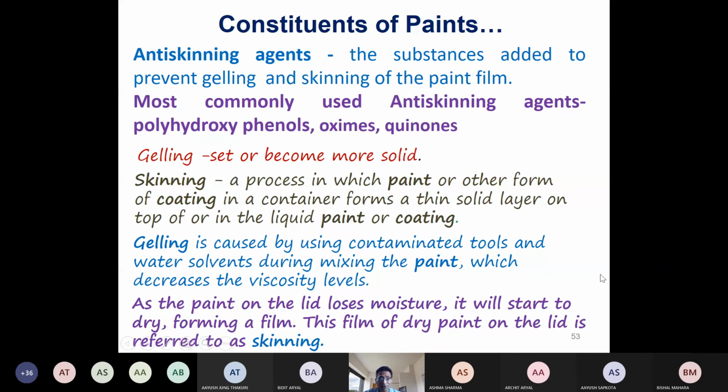Gelling is caused by using containment tools and solvent mixing the paint, which decreases viscosity of paint.